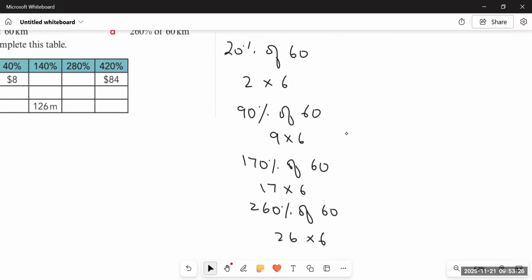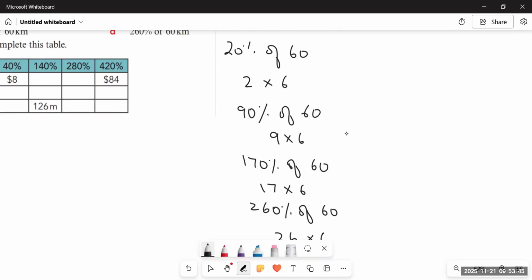90 and 60, the 0 of 90 and 60 would cut. 170 and 60, the 0 of 170 and 60 would cut. The 0 of 260 and 60 would cut. So we'll be left with 2 into 6, 9 into 6, 17 into 6, and 26 into 6. That's how we can easily find the percentages.